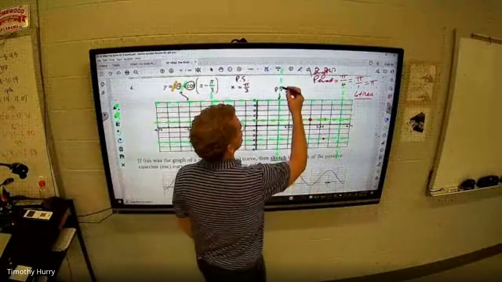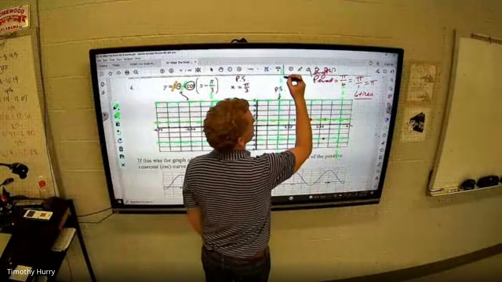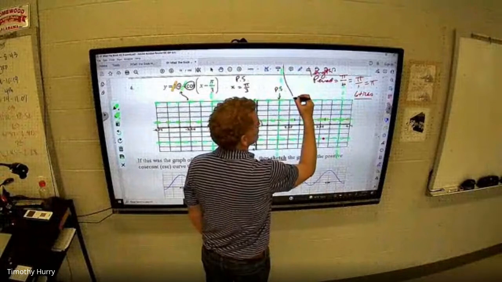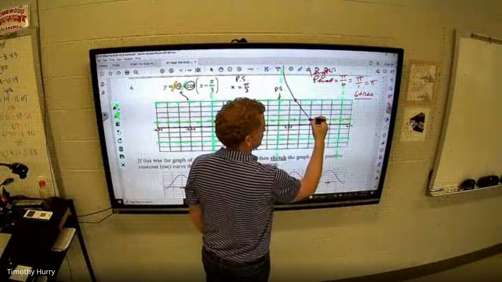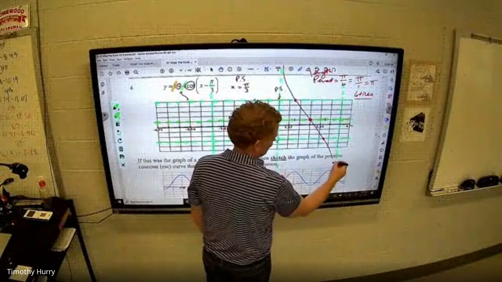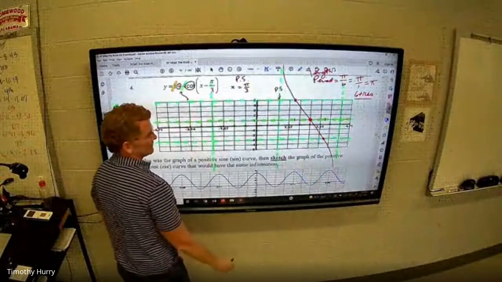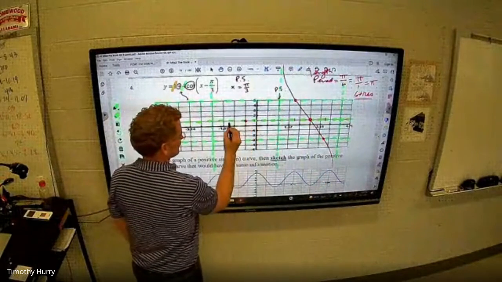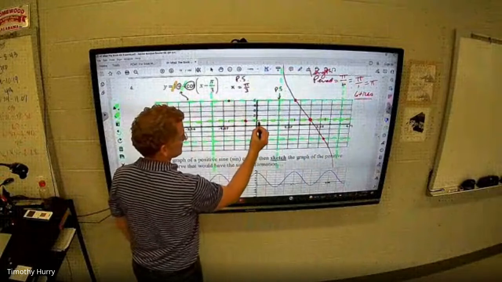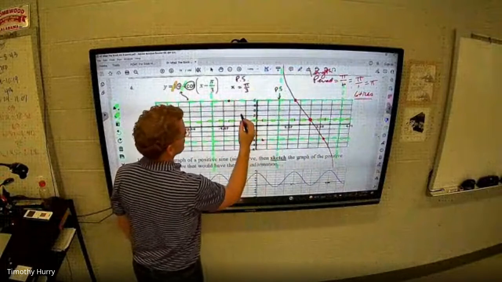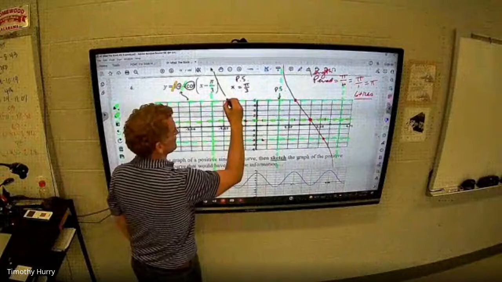And again, start at the asymptote. And you're going to go nice and smoothly right through here and then follow the asymptote. Same thing again. Nice and smoothly.